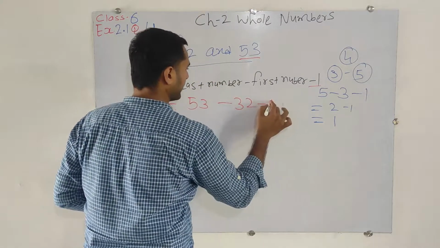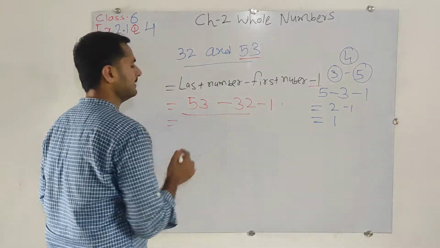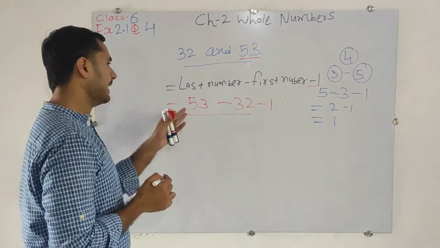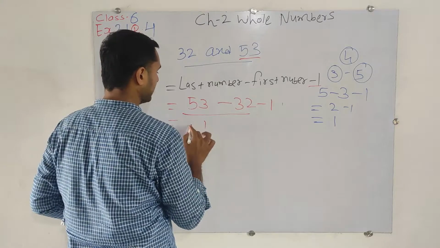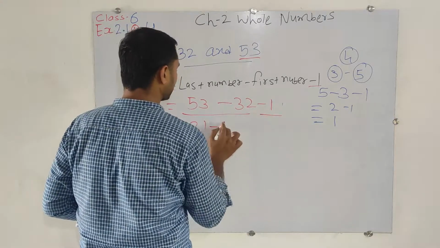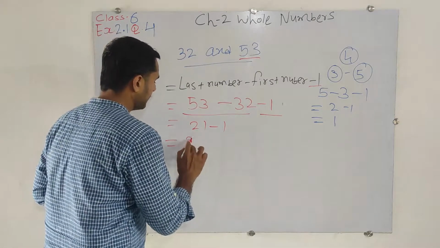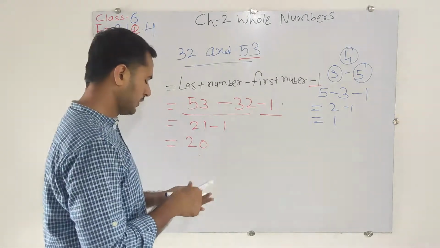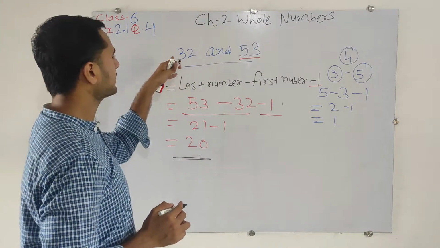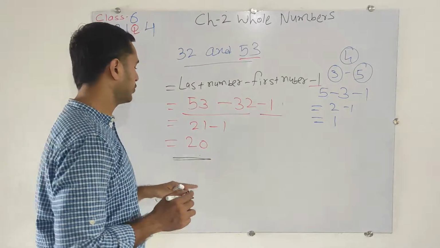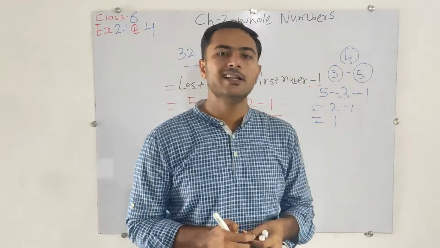Here, plus minus minus means we will subtract. 53 minus 32: 3 minus 2 is 1, and 5 minus 3 is 2. So 21, then minus 1 as it is. 21 minus 1 is 20. So this is our final answer: in between 32 and 53 there are a total of 20 numbers.